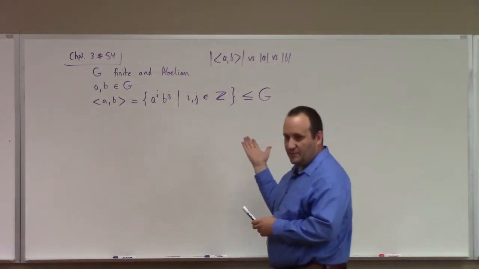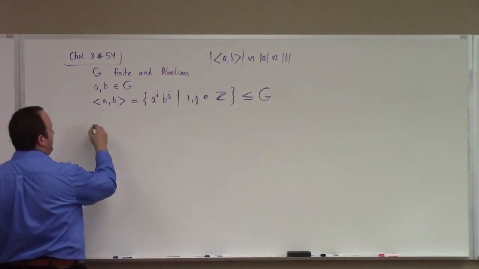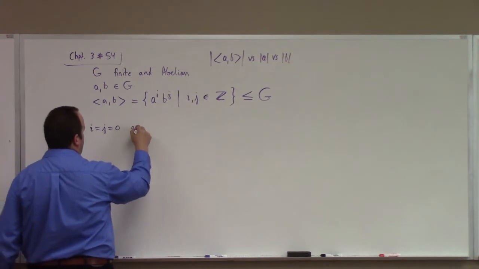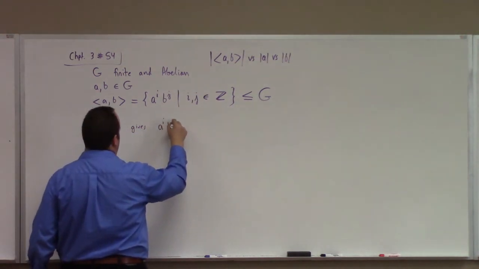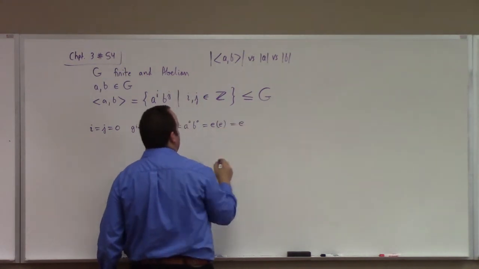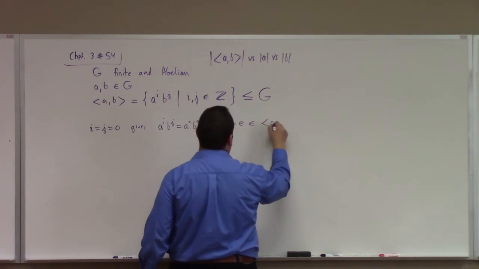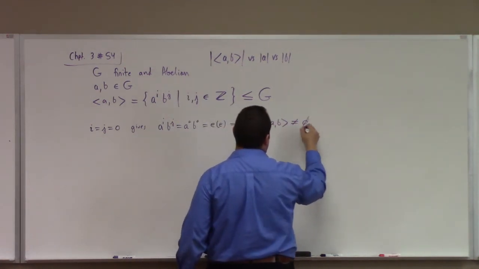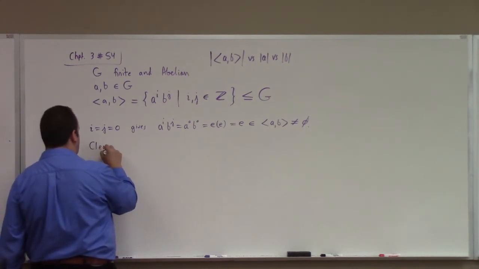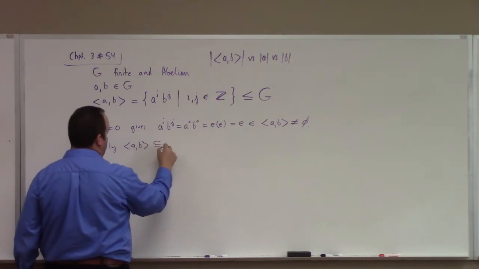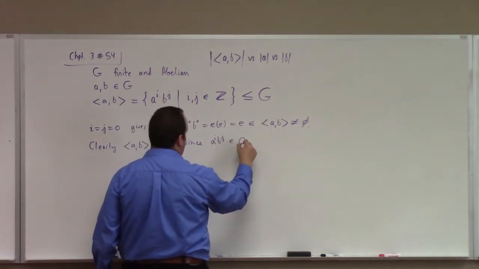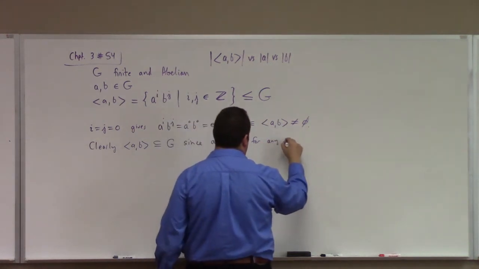I think proving it's a group is probably not too hard, right? So first of all, notice that I equals J equals 0 gives A^I B^J equals A^0 B^0, which by definition is E times E, which is E. So that's an element of this set, which is then non-empty. Is it a subset? I think clearly this set is a subset of G, since A^I B^J is an element of G for any choice of I and J.